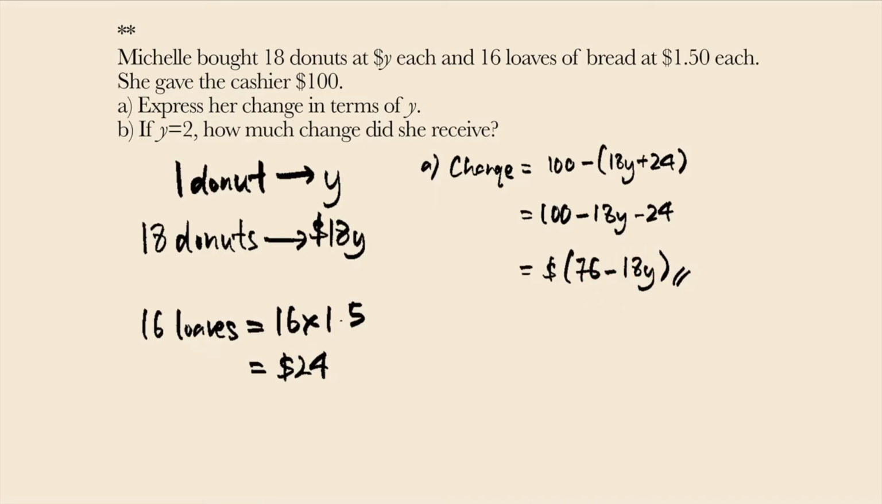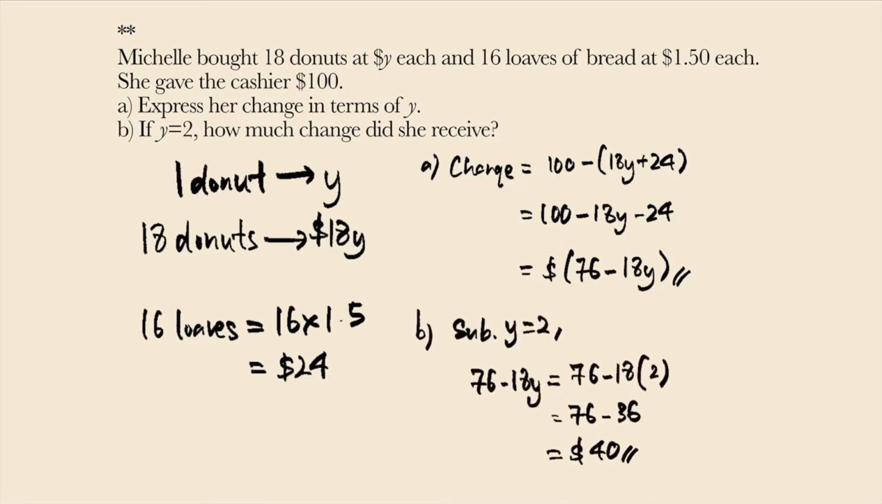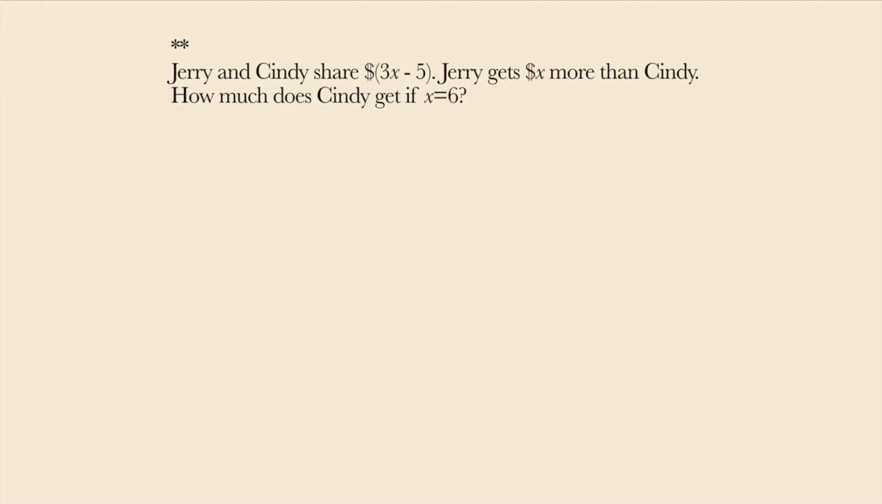Next, sub Y equals 2 for the change. We're going to sub Y equals 2 right here. And that gives us $40. Jerry and Cindy share 3x minus $5. Jerry gets x more than Cindy.